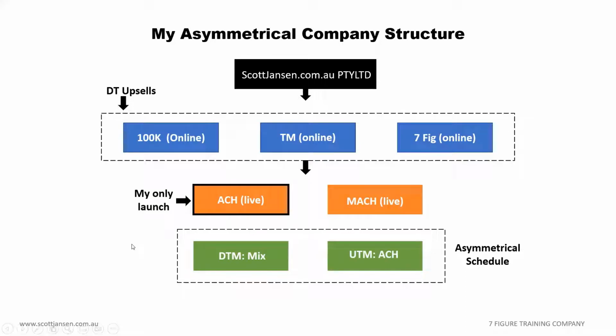This is what my company looks like, guys. The reason I'm showing you this and talking about my stuff is because this is the way yours are going to get set up as well. This is the easiest way to grow a 7-figure training company from scratch with the least amount of moving parts, using asymmetry, which I'll talk more about, to your advantage. So this is what it is.